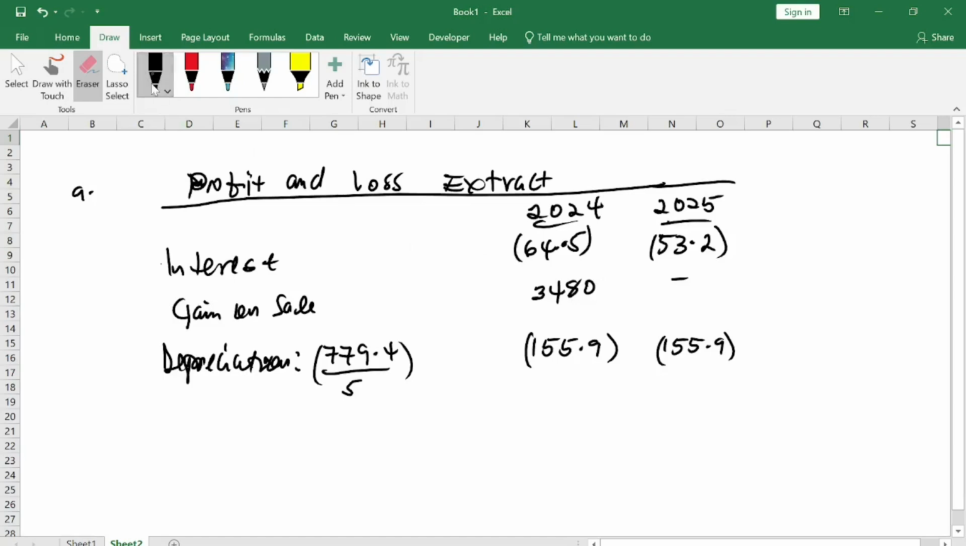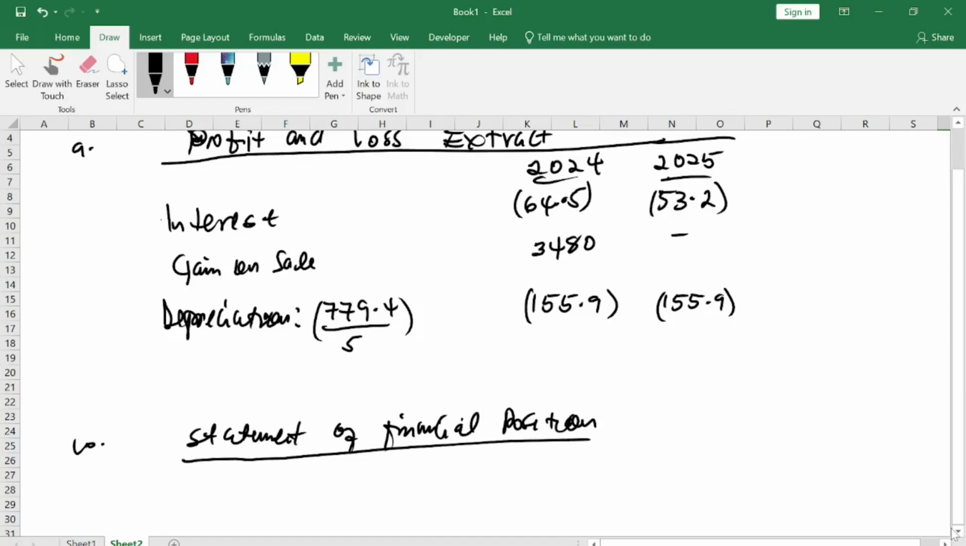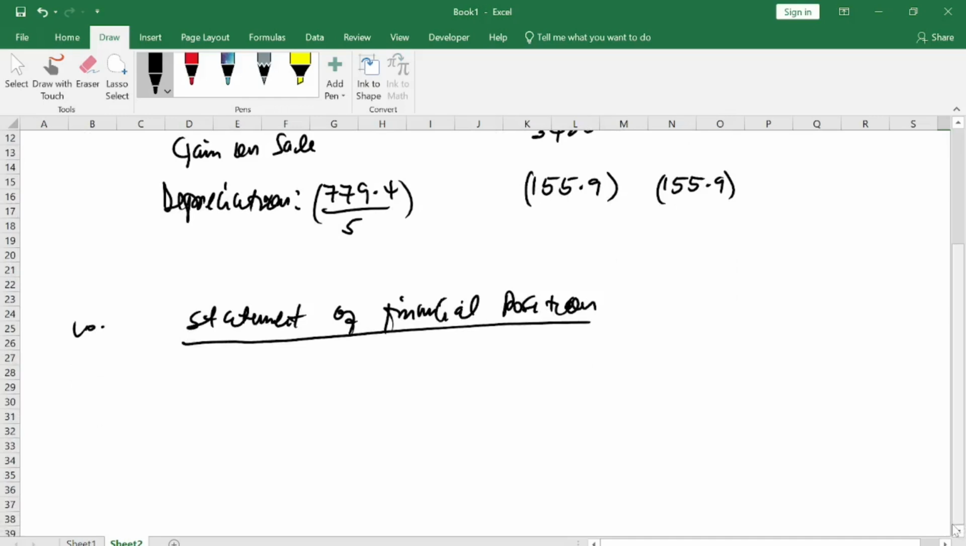All right. So let's do our statement of financial position. With regards to this one we will do only 2 years, 2024 and 2025. All right. So you have it here. Non-current asset. So you have right of use of asset.